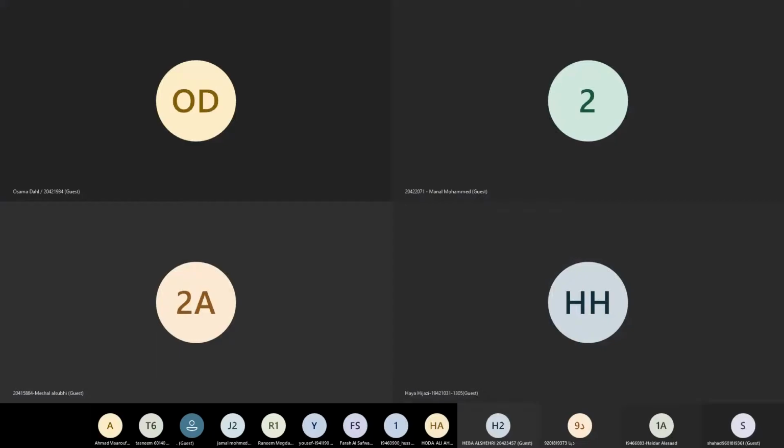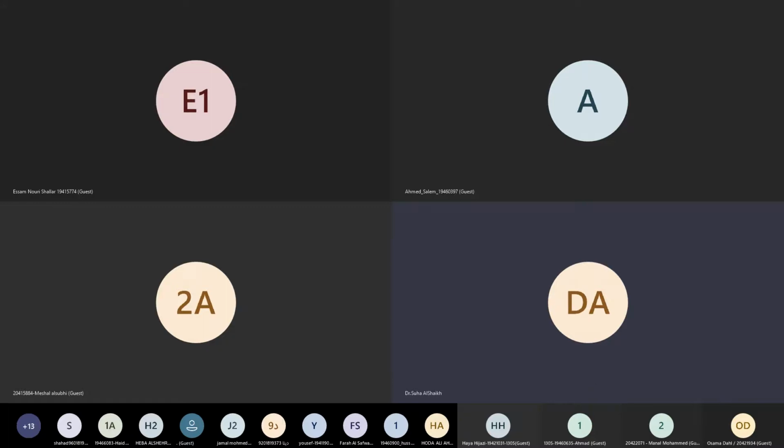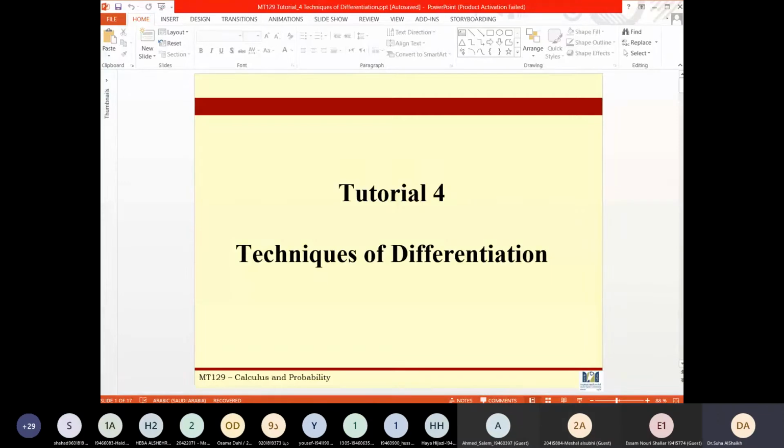So today's tutorial is very short. It's just 17 slides, as you can see. In this tutorial, we now know the derivative, how to find the derivative, and what the applications of the derivative are. Now we will talk about techniques for finding the derivative, more techniques for more complicated functions.